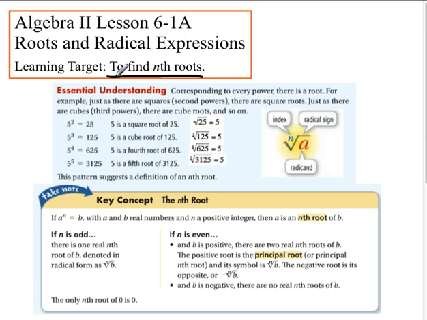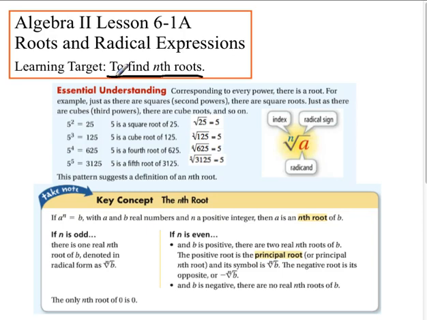A square root undoes squaring. So 5 squared gives you 25, meaning the square root of 25 will bring you back to the 5. 5 cubed gives you 125, so the cube root of 125 will bring you back to the 5. So every power that you've learned has an opposite, a root that will get you back to the number that you originally took the power of.